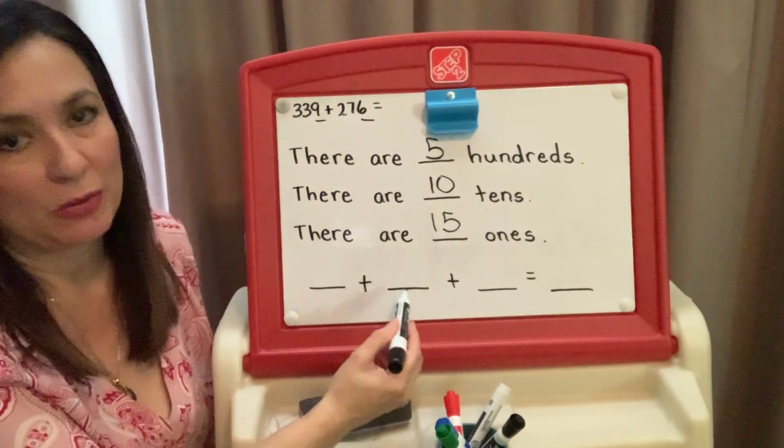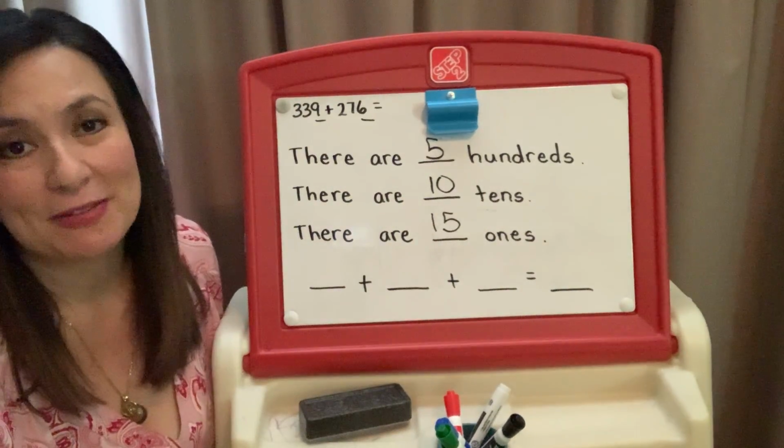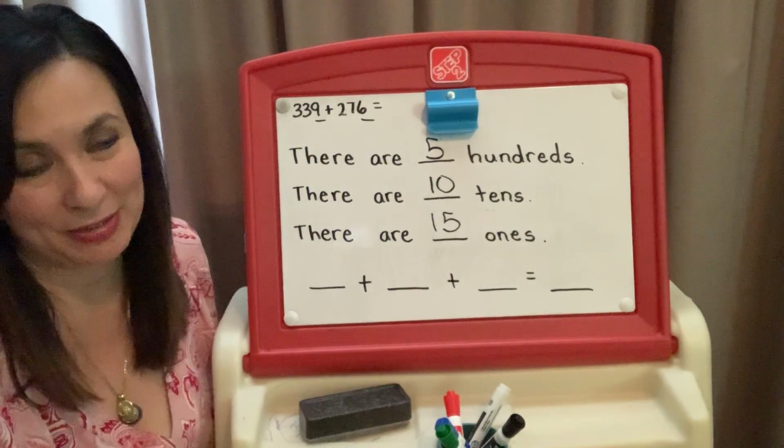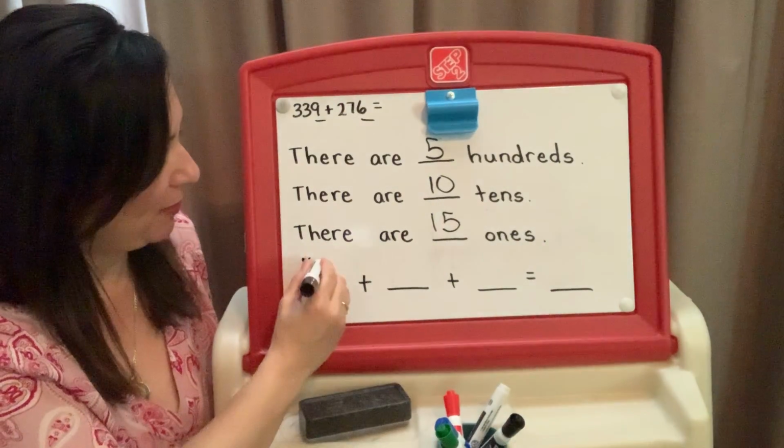Now I'm going to write an equation at the bottom of my board. There are 5 hundreds. Well, what is the value of 5 hundreds? Picture 500 flats in your head. Say it with me, 500. So I'll write 500 here.